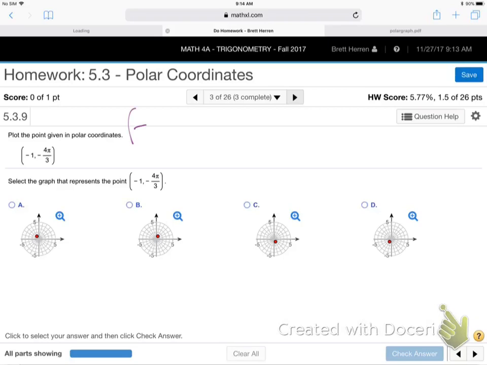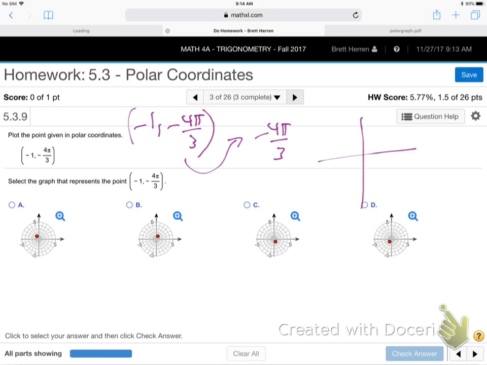Okay, so -1, -4 pi/3. They want us to turn to an angle of -4 pi/3. Yeah, that's a little tricky, huh? You know what you should do with negative angles like -4 pi/3? Just subtract from 360, and then you can get the positive one that's the same. Do you know what I mean by that? Is that making any sense?